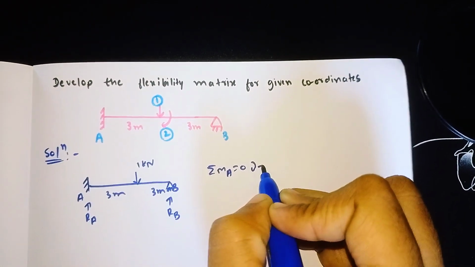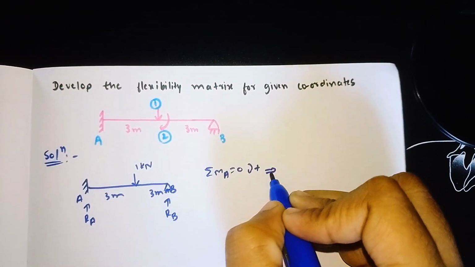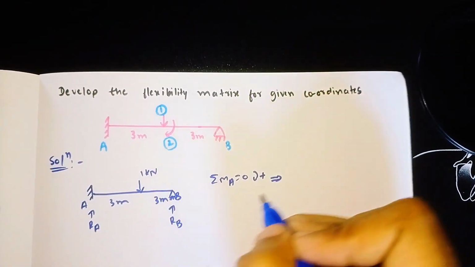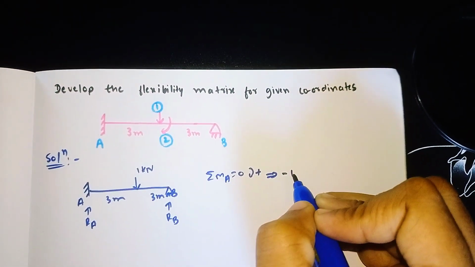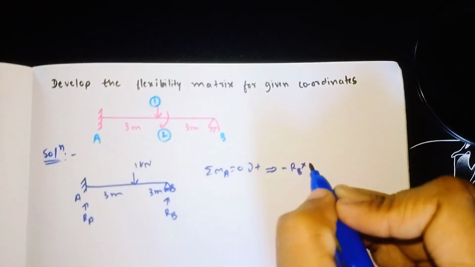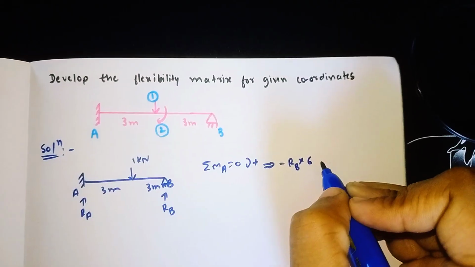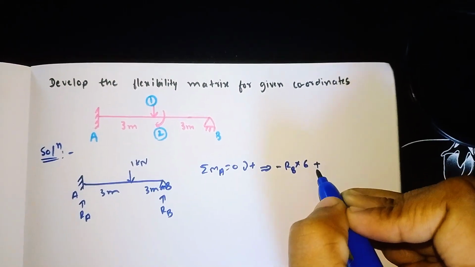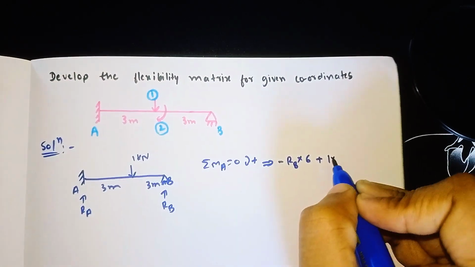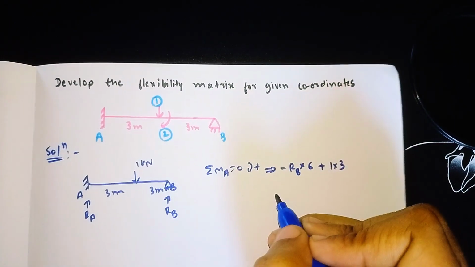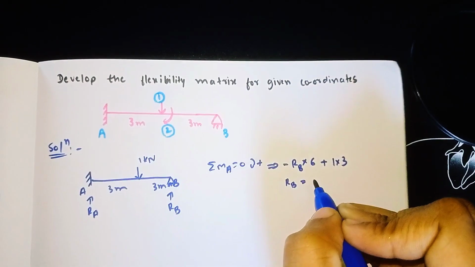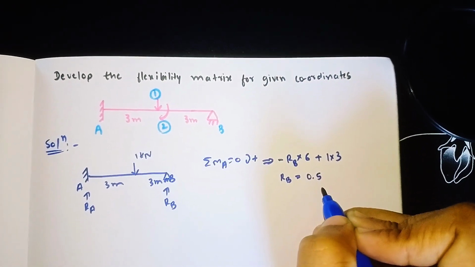So summation of all the moments is equal to 0. Clockwise we need to take as positive. Here RB is moving upward, so it is anti-clockwise. It means minus RB into distance, from here to here is 3 plus 3, 6 meter. So minus RB into 6 plus here the unit load of 1 kilonewton is acting at a distance of 3 meter. So 1 into 3. So now simplify it. It will come out as RB is equal to 0.5.